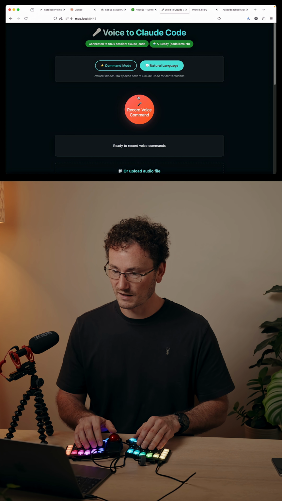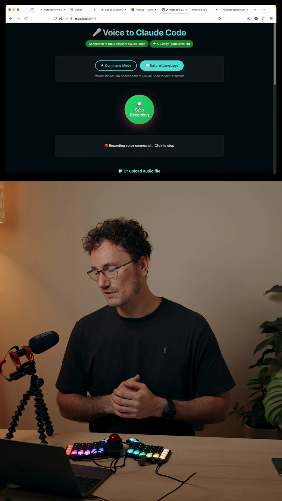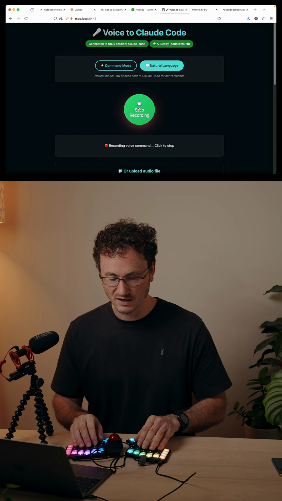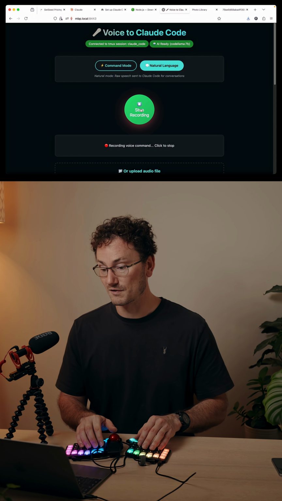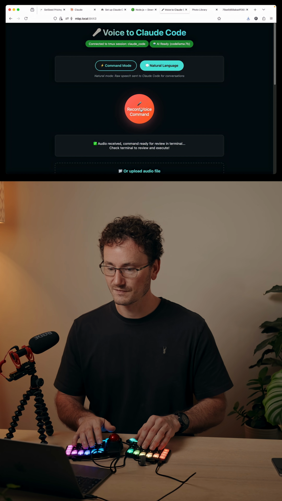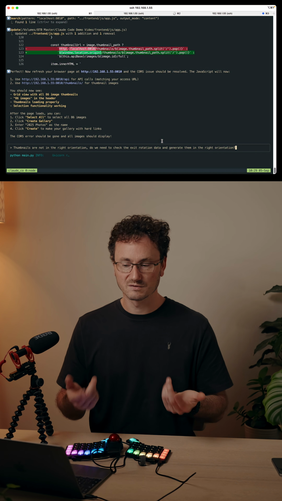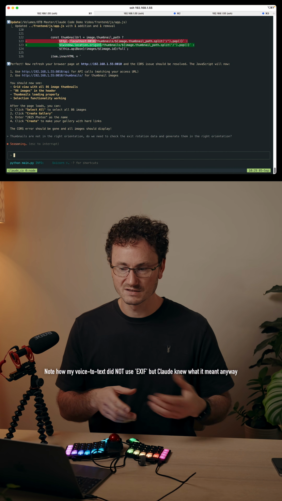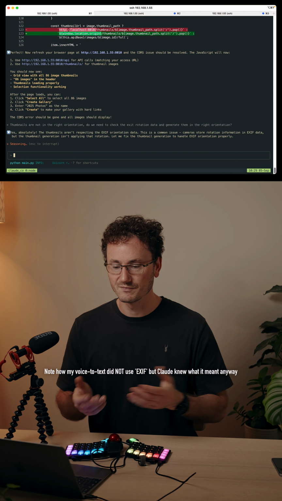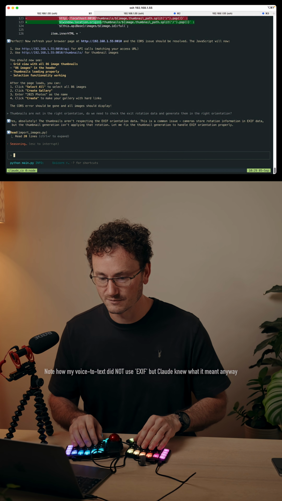So we're just going to go back and say our thumbnails are not in the right orientation. Do we need to check the EXIF rotation data and generate them in the right orientation? So obviously a small bit of kind of prior understanding knowledge that the data for images is called the EXIF data, but it would have figured that out if I didn't use that word.